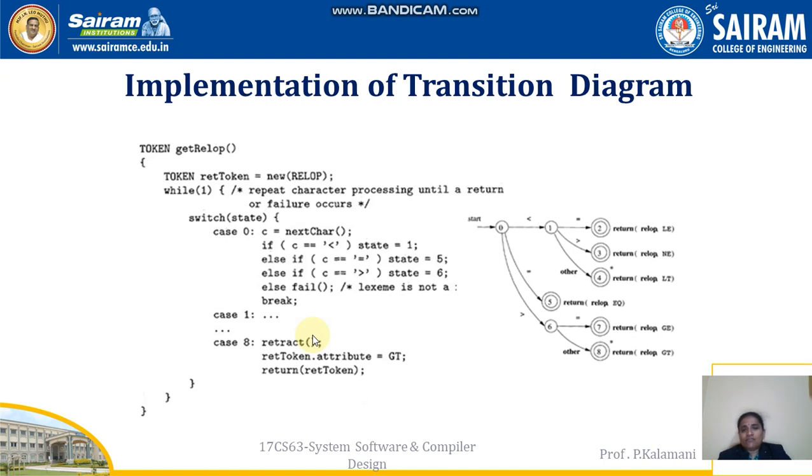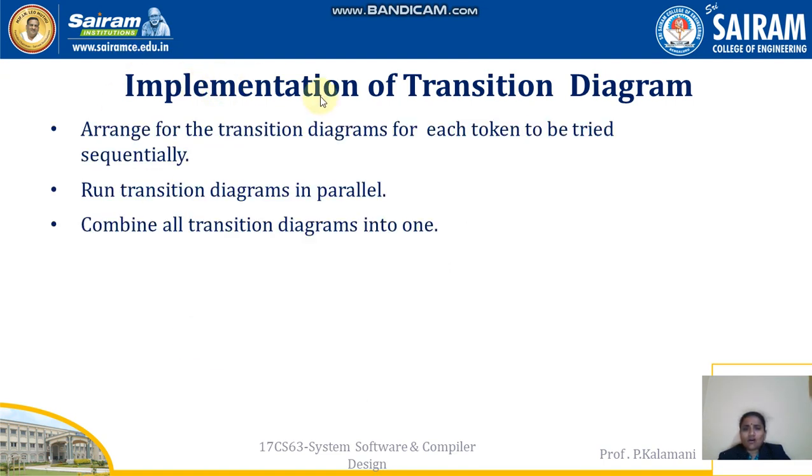Then after returning the token, how will the transition diagram be implemented? That is the implementation of the transition diagram. Arrange for the transition diagrams for each token to be tried sequentially. So all the transition diagrams will be arranged sequentially, then run in parallel. That means all transition diagrams are executed in parallel, and then combined into one. Suppose there are 10 tokens to be returned in the program, all 10 will run in parallel, and finally all 10 transition diagrams are combined into one.